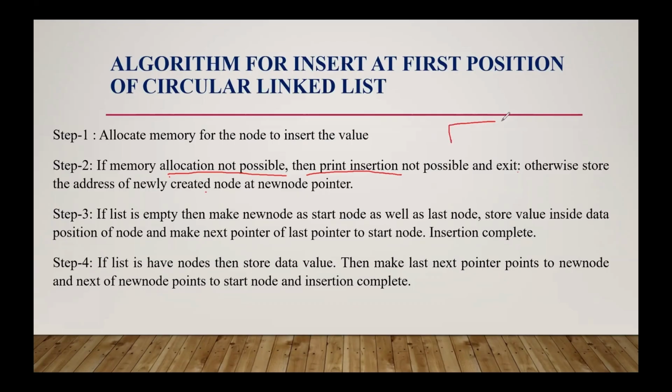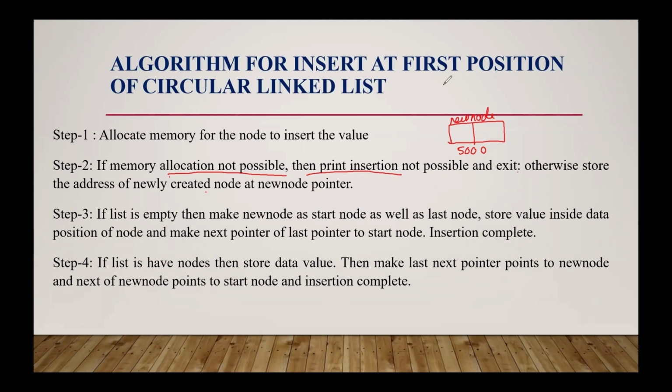For example, this is the memory allocation done for our node, and the address is, for example, 5000. Otherwise, store the address of the newly created node as the new node. So we make this node the new node. Then we have to check: if the list is empty, then make the new node the start node. Right now there is no data, so this is an empty linked list.